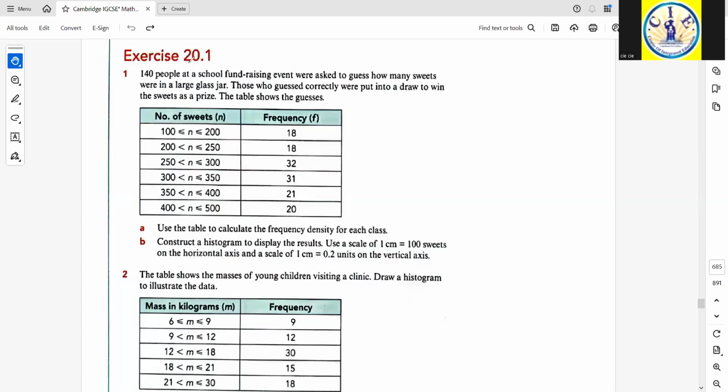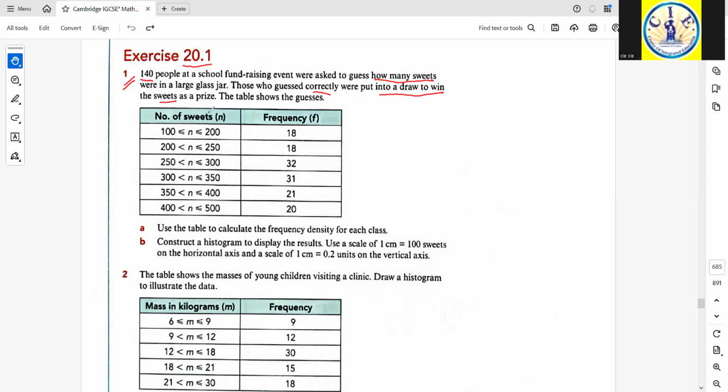Now in this video, we are going to discuss exercise 20.1. It's question number 1. 140 people at a school fundraising event were asked to guess how many sweets were in a large glass jar. Those who guessed correctly were put into a draw to win the sweets as a prize. The table shows the guesses.